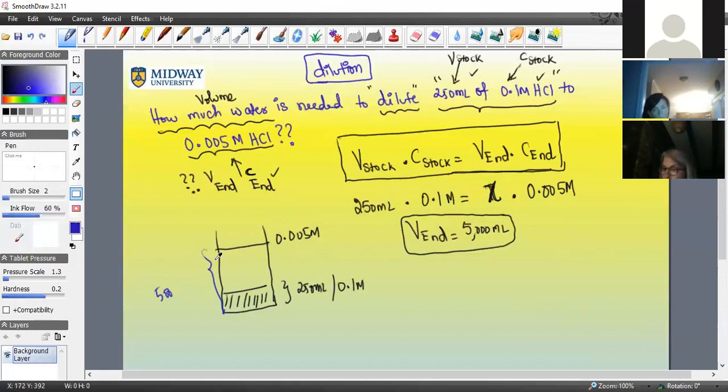That's a terrible handwriting. Let me redraw that. I want people to understand that. So this total volume will be 5,000. But that's not what the question is asking. How much water would you add to the 250 to get to 5,000? So all you have to do to actually complete the problem is write dilute amount or something and say V end minus V stock. That's where the problem is completed.